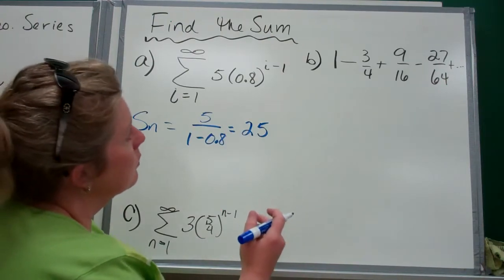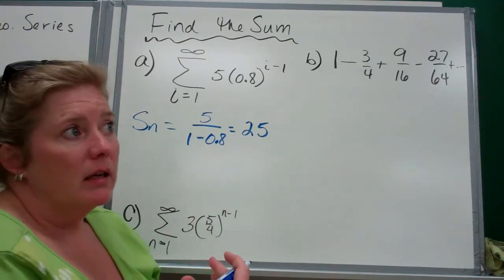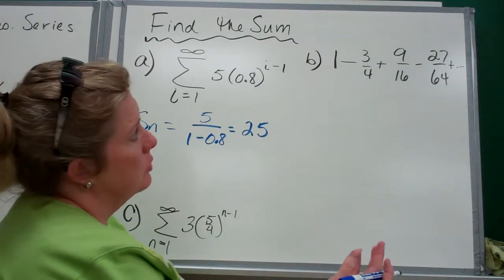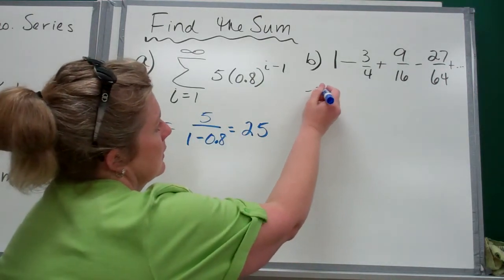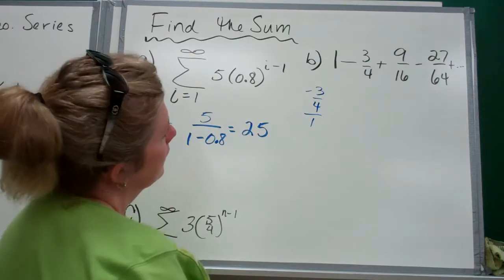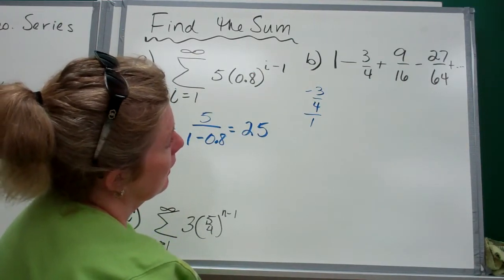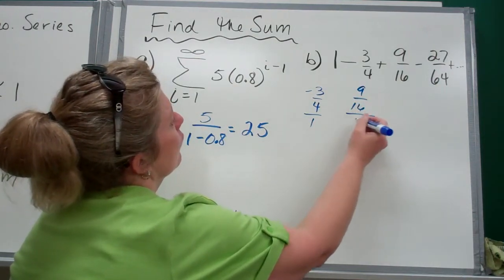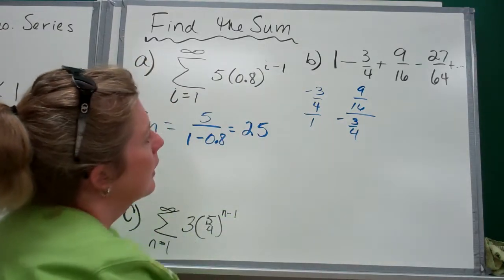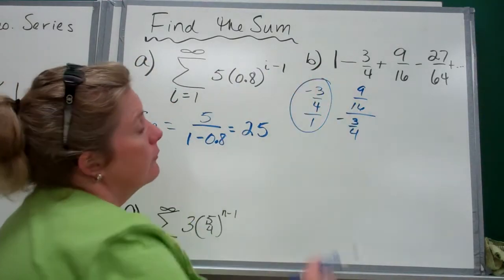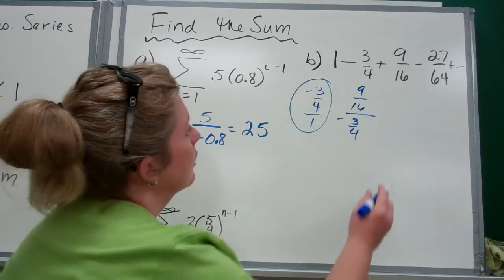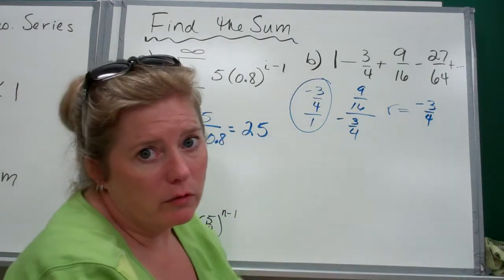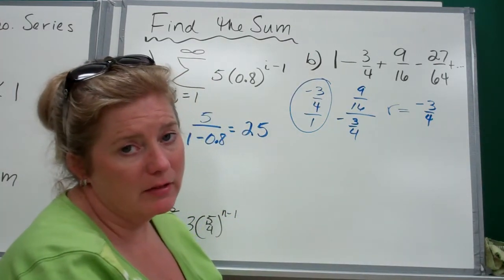The next one, they're giving you in the regular notation, not in summation notation. So what you have to do is find the common ratio. Well, it's -3/4 over 1. You can keep checking that. It's 9/16 over -3/4. When you do that, you're going to get -3/4 as your common ratio. So r equals -3/4. The absolute value of -3/4 is 3/4, so it does have a sum.